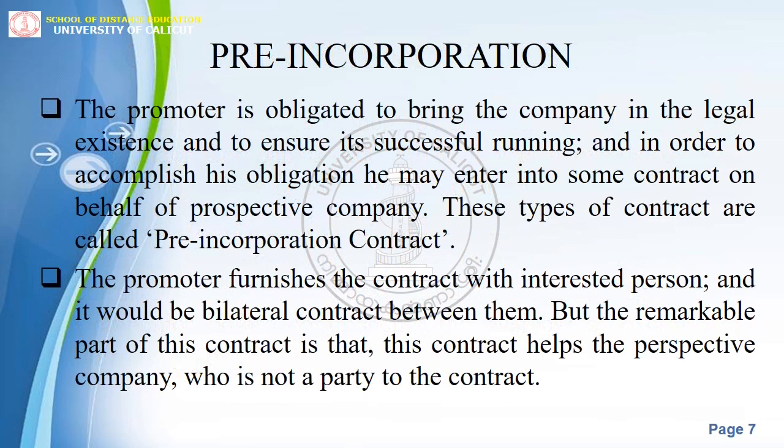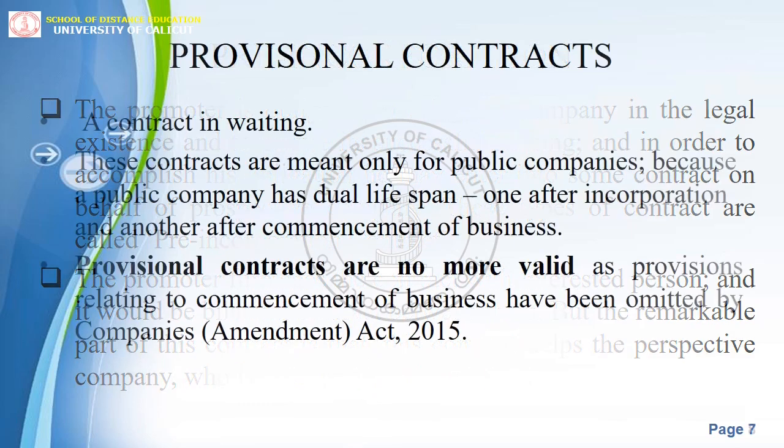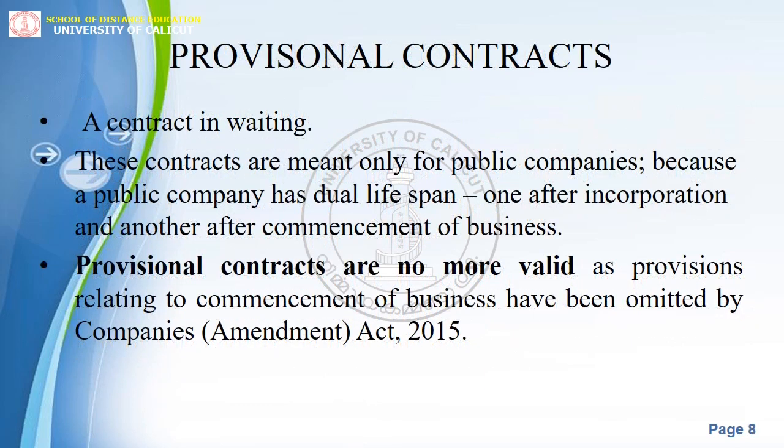The promoters may enter into some contracts on behalf of the prospective company. These contracts are called pre-incorporation contracts. They are also known as preliminary contracts. The contracts made after the incorporation of a company but before the commencement of the business are provisional contracts. These contracts are no more valid as per the amendment of the Companies Act.